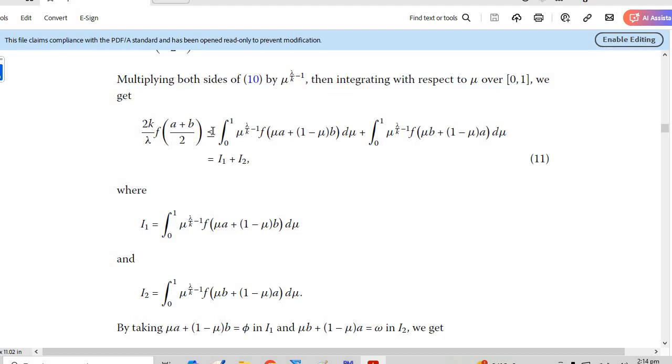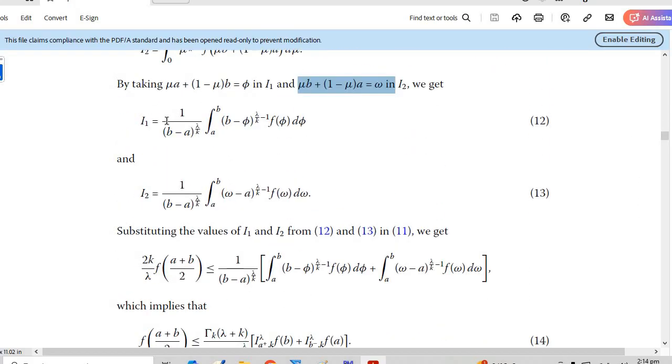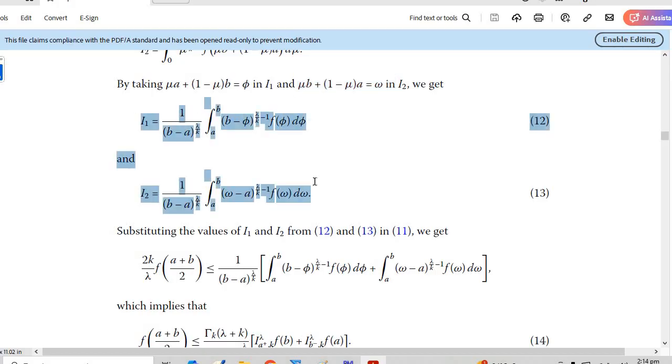If we call these two integrals and denote them I1, this is the integral I1 highlighted, and this is the I2. So now we want to solve I1 and I2. By taking this substitution, this one equal to phi in I1 and mu of b equal to omega in I2, if we replace these two in the inequality number 11, the above I1 and I2 will take these two forms.